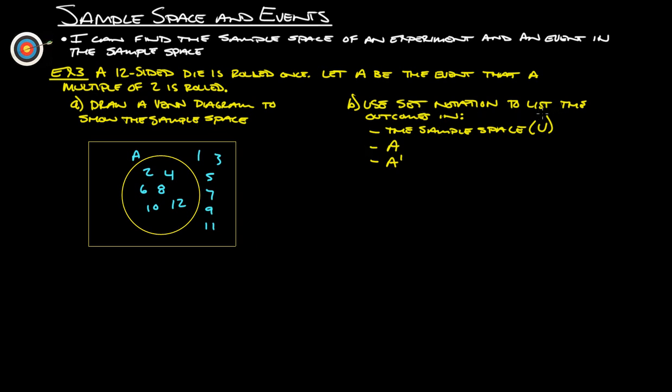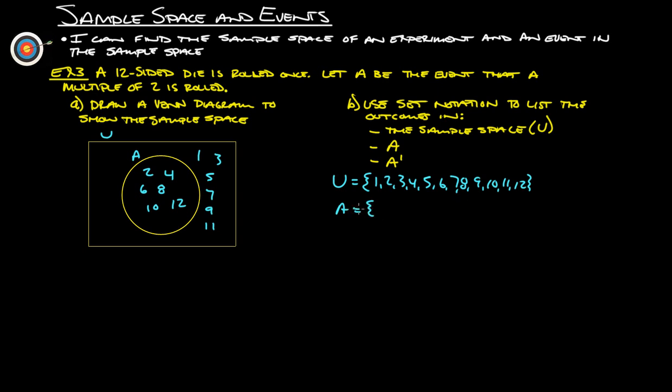Now use set notation to list the outcomes in the sample space U. Okay, so the universal set. So we're going to use our set notation for that. Writing this in set notation is going to be everything that is showing up inside this box, every possible outcome that could occur. So that would be 1, 2, 3, 4, 5, 6, 7, 8, 9, 10, 11, and 12. Okay, so that's our universal set.